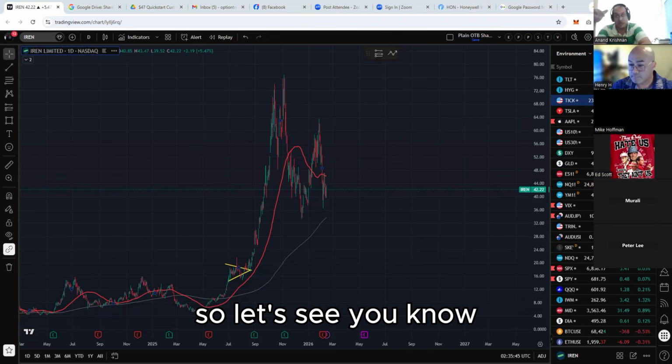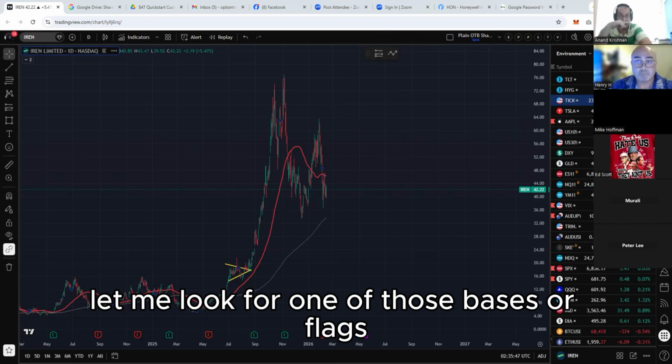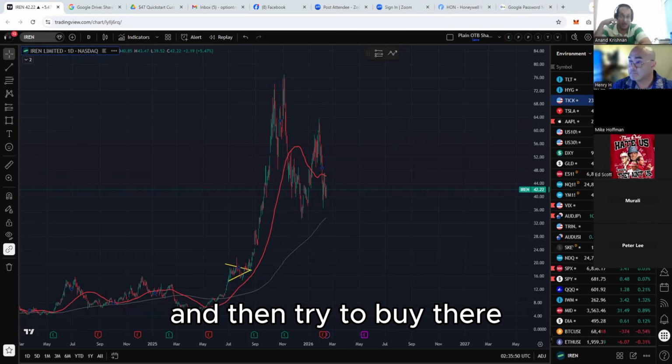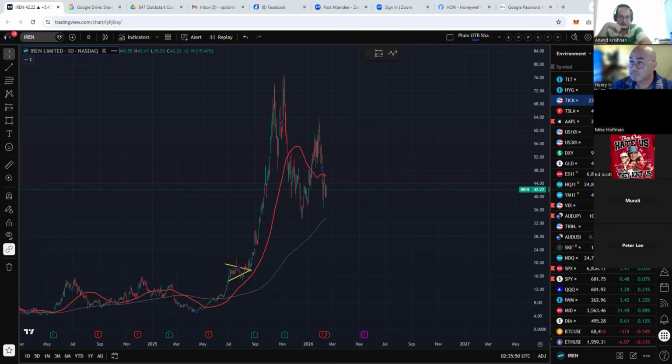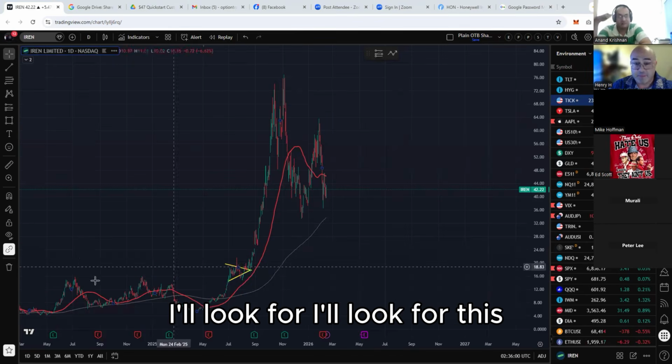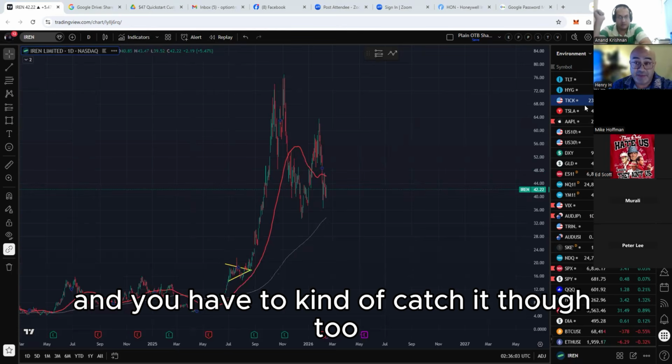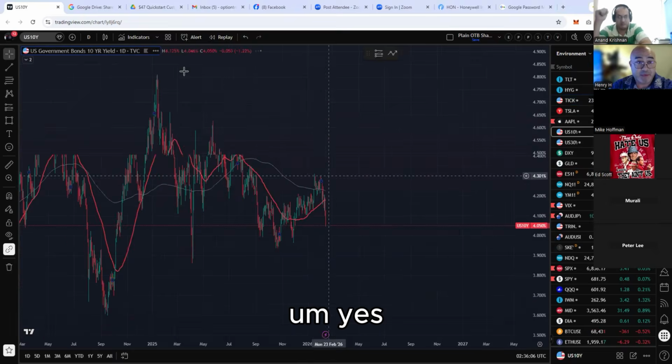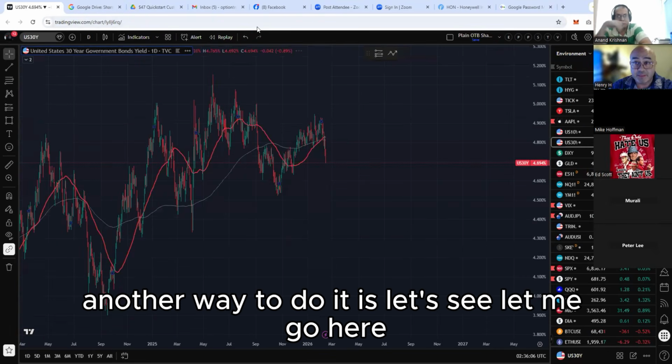Okay, so let me look for one of those bases or flags and then try to buy it there. So I'll look around. I'll look for this. Yeah, you have to kind of catch it though too. Another way to do it is, let's see, let me go here.